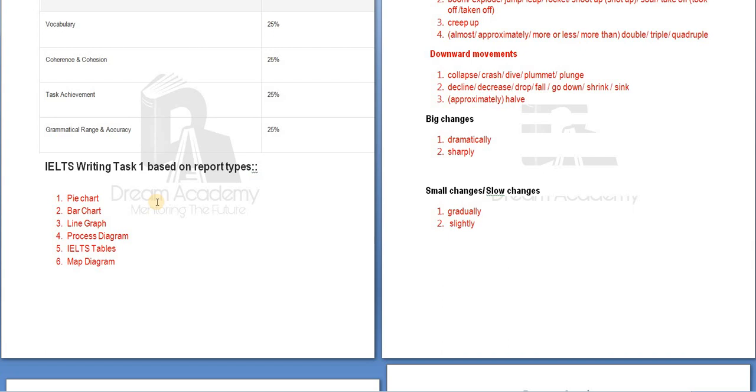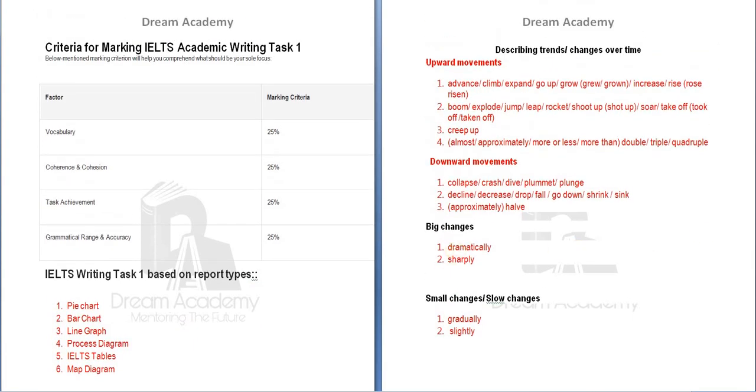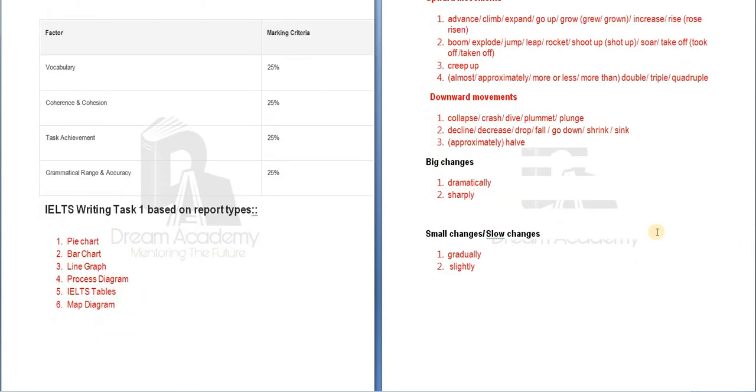So just again, here are the main things you may find in your question paper: pie chart, bar chart, line graph, process diagram, IELTS table, or map diagram. So today I discussed bar charts. In the next classes I will try to solve some other charts or diagrams so that it may be helpful. Okay, and these are some important vocabulary which may help you to write your task 1. So make notes on it and write it down in your notebook, so it can be beneficial in your IELTS writing task 1.